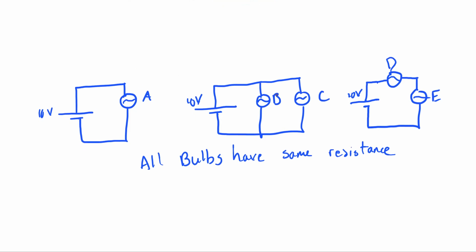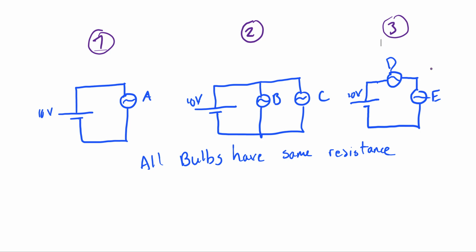All right, so here I have 3 different circuits. And in these circuits, I have light bulbs A, B, C, D, E. And I want to do a little bit of ranking of which one of these bulbs is going to be the brightest. I've got a 10-volt battery in each one of these circuits. And then in circuit 1, all I have is just a battery and a single light bulb. In circuit 2, I have 2 light bulbs in parallel. In circuit 3, I have 2 light bulbs in series.